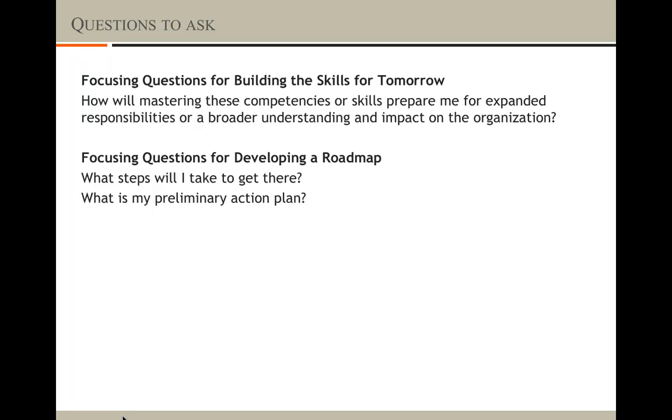Then focusing questions for developing a roadmap. What steps do I need to get there? Once you have identified where you want to go, you identify the action plan and associate it with the timeline, start date, end date, develop the proper plan of action, and then work on the execution part. So I hope this is clear to all.